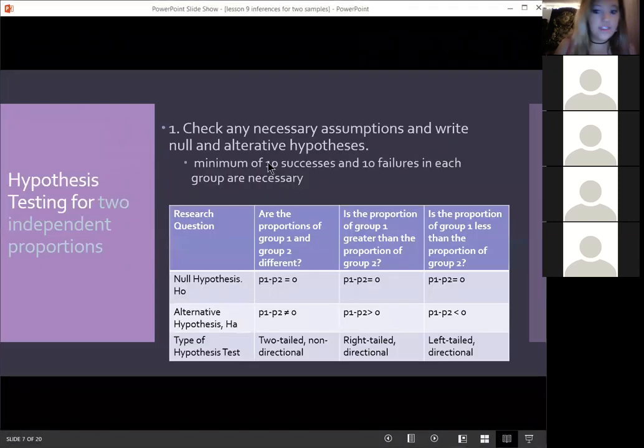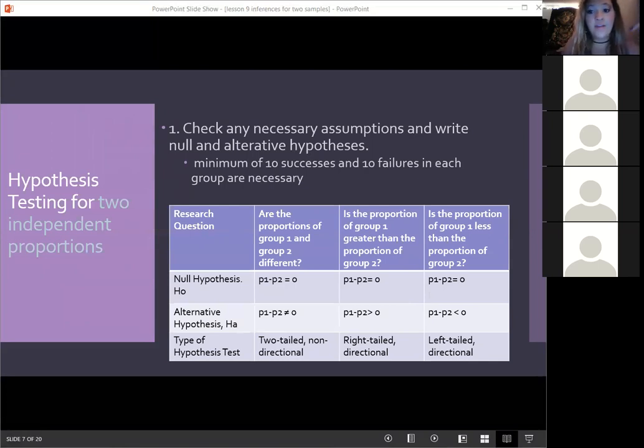So now if we go ahead and do our 5-step hypothesis testing procedure for 2 independent proportions, we'll start at the first one. And remember when we talked about n times p being successes, and then n times 1 minus p is going to be failures.